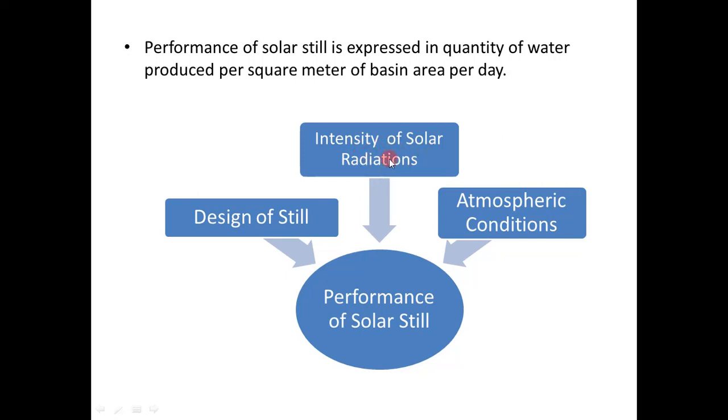Apart from radiation, we should consider other atmospheric factors like ambient temperature, wind speed, atmospheric humidity, and sky conditions. These factors also affect the quantity of water we get from the still, and the design of the still also plays an important role, that is whether it is single sloped or double sloped, the inclination of the glass cover, the insulation of the base, etc. These factors also influence the performance of the solar still.